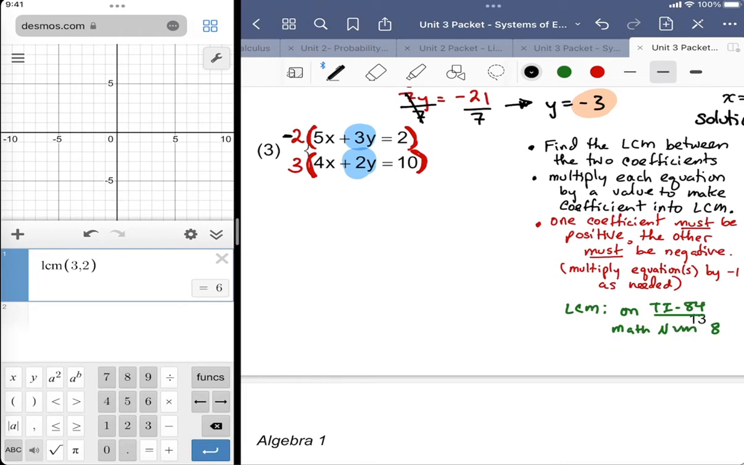So you may notice that for the first equation, we multiplied by the coefficient of the variable that I have highlighted in blue in the second equation. In the second equation, we multiply by the coefficient in the first equation. So if we always multiply by the coefficient in the other equation, that'll get us to our LCM. We just have to manipulate the negatives and the positives.